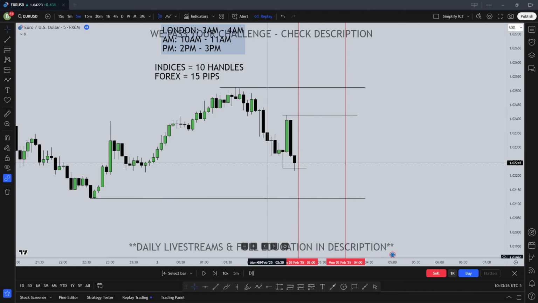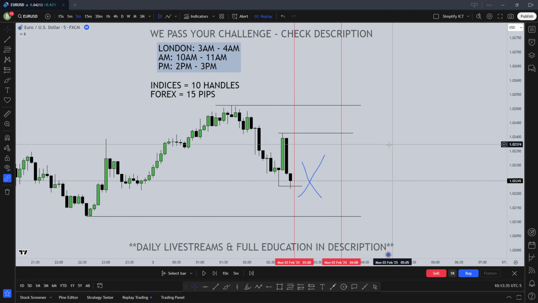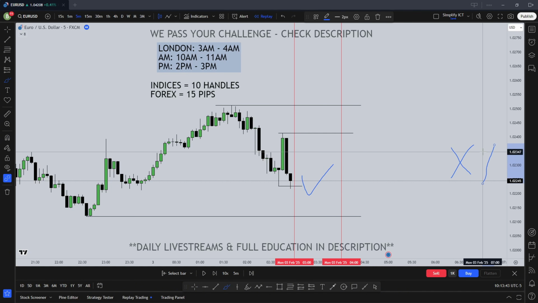So we're watching price in our London session time window, and if a trade doesn't show up over here, then we move on to our New York session at 10 a.m, right? We look for another trade opportunity at 10 a.m. However, if a trade does show up in this session right here, then we're not going to trade the AM session, and we're not going to trade the PM session. All you need is 1 trade a day.